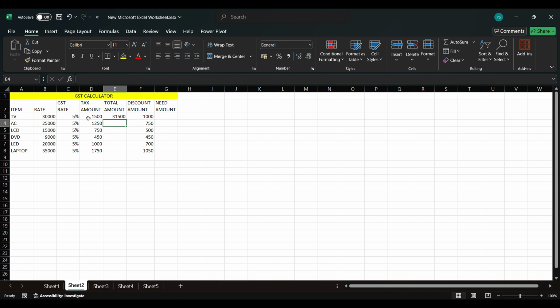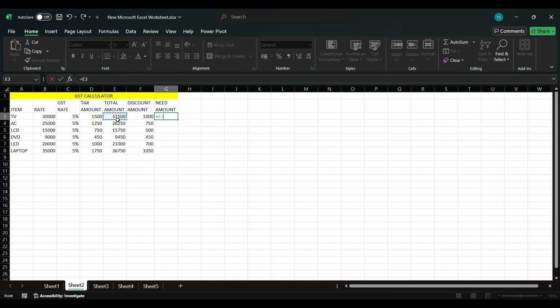So TV with total amount is 31,500. So again we copy this and paste here. So all items total amount will be found out. So now we have to find out need amount. So again we insert formula. So its formula is equal to total amount minus discount amount.